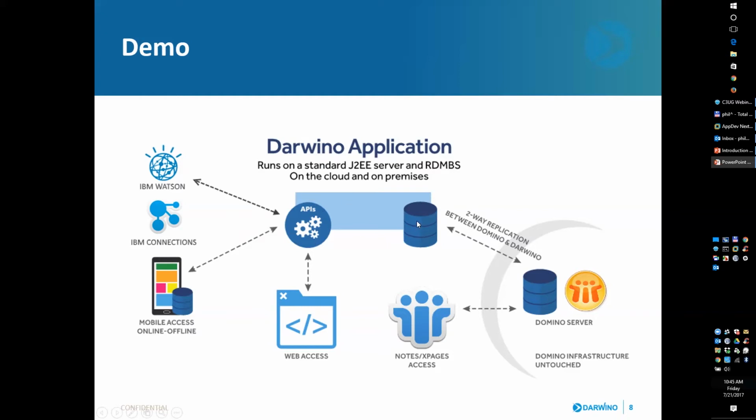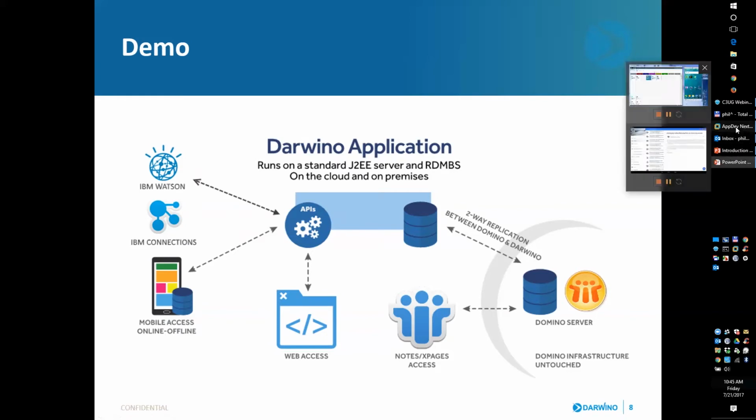And once the data is replicated into Darwino, then I can provide a mobile app, I can provide a web app, and I can actually call any of the IBM services on top of the data. And we make that very, very easy because everything is JSON and everything is API based. So let me show you a demo of this.